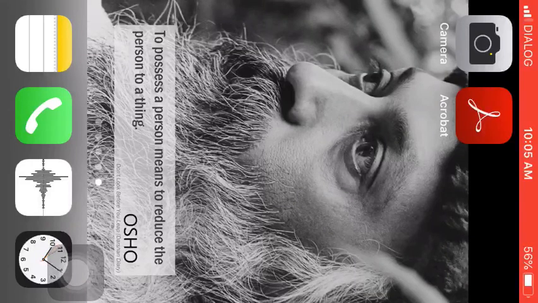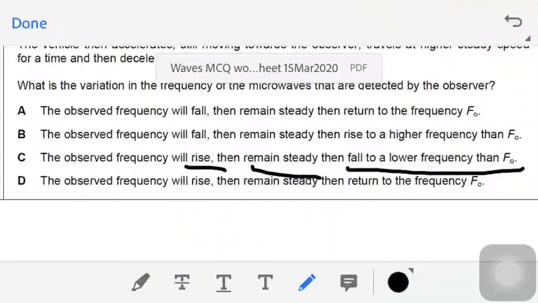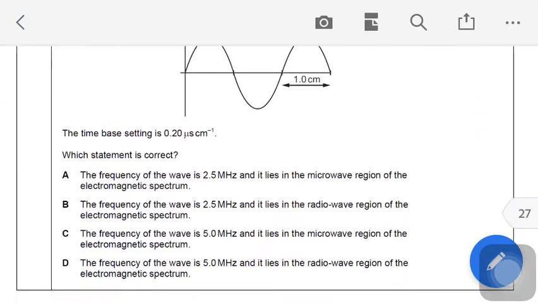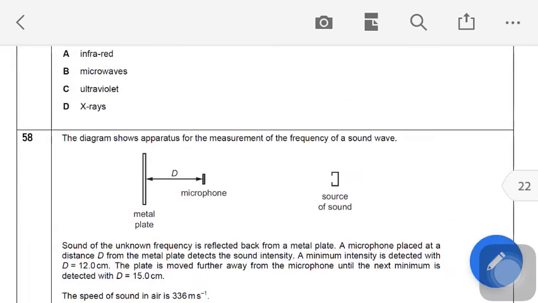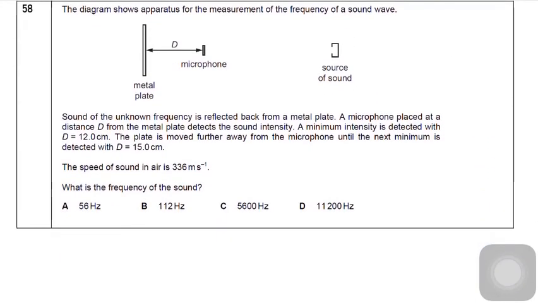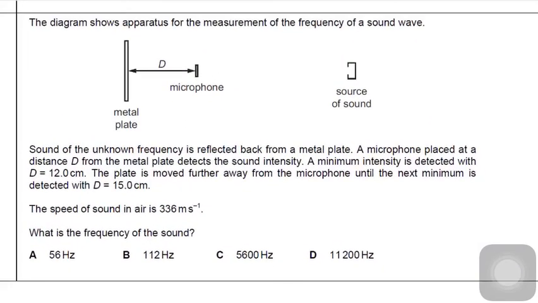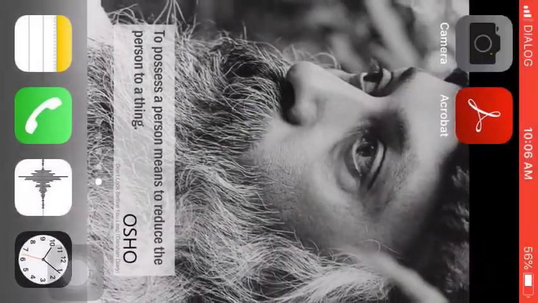Then we're going to look at question number 58 quickly. If you haven't read the question, pause the video and read it. This is easy. The microphone is moved through 3 centimeters, from 12 centimeters to 15 centimeters. So it moves from one minimum to another minimum, 3 centimeters. That is one node to another node, 3 centimeters. That means lambda by 2 is 3 centimeters.